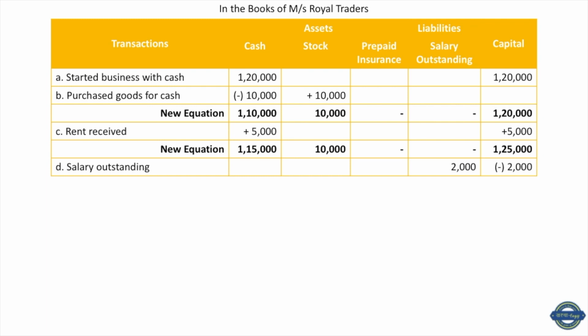However, this salary, this expense, is pending to be paid. So that is why this is a liability. This is some amount that we owe to the employees. However, we have not paid it yet. So we will first deduct this expense from capital, rupees 2,000. And then since we owe this money, this becomes a liability. So we will make a column under liabilities for salary outstanding, and we will add rupees 2,000 to this column.